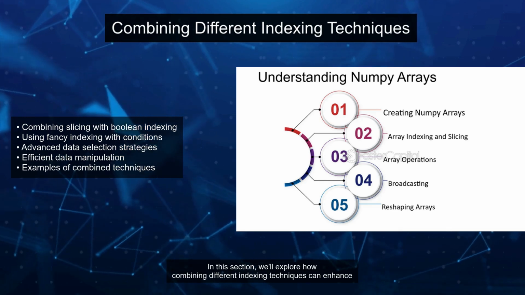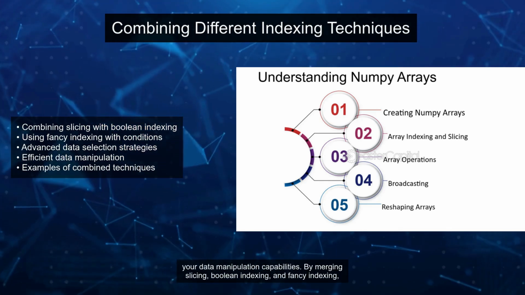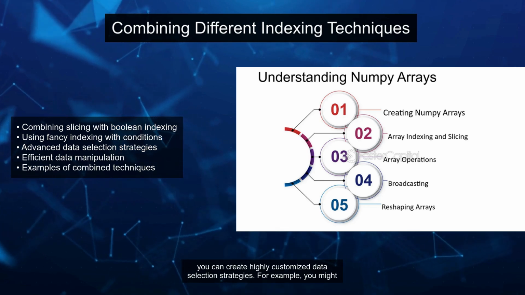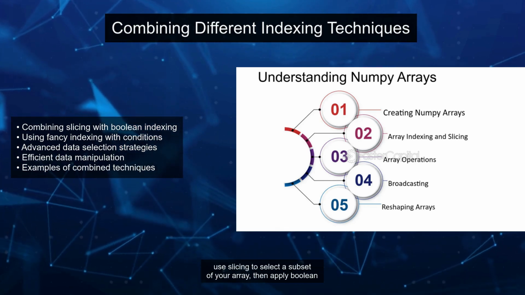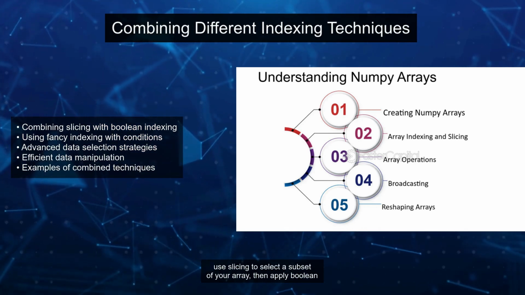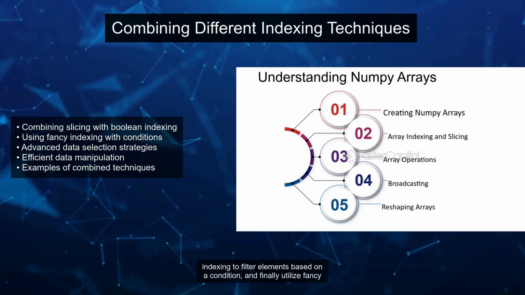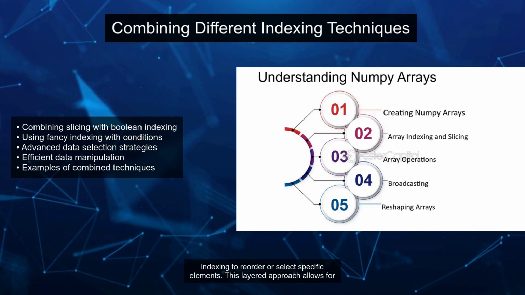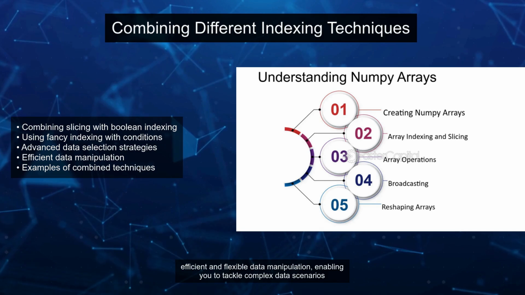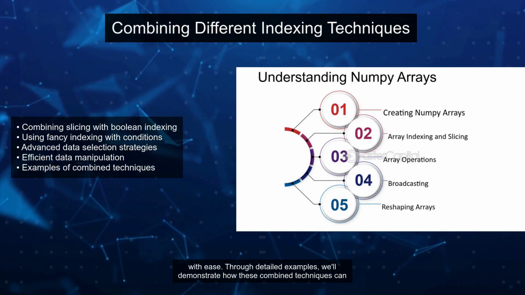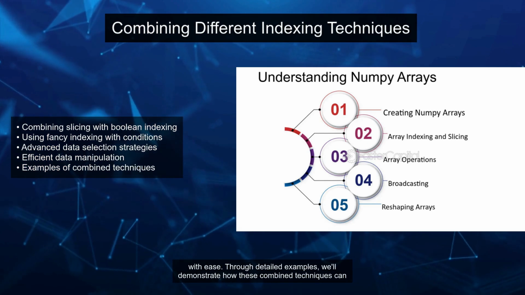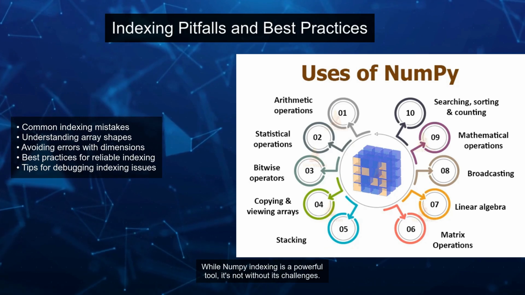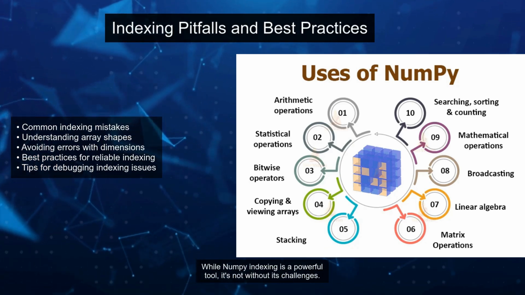In this section, we'll explore how combining different indexing techniques can enhance your data manipulation capabilities. By merging slicing, Boolean indexing, and fancy indexing, you can create highly customized data selection strategies. For example, you might use slicing to select a subset of your array, then apply Boolean indexing to filter elements based on a condition, and finally utilize fancy indexing to reorder or select specific elements. This layered approach allows for efficient and flexible data manipulation, enabling you to tackle complex data scenarios with ease. Through detailed examples, we'll demonstrate how these combined techniques can be applied to real-world data challenges, showcasing their power and versatility.